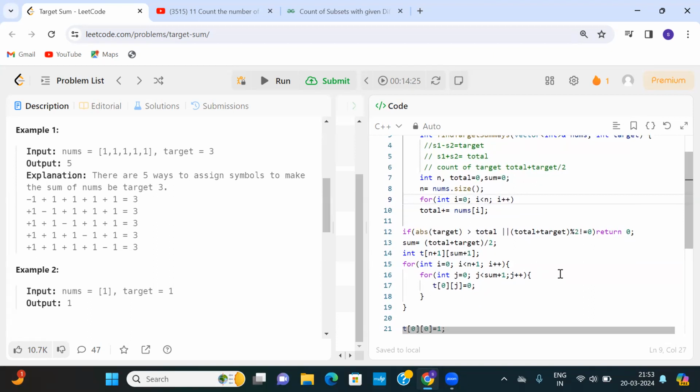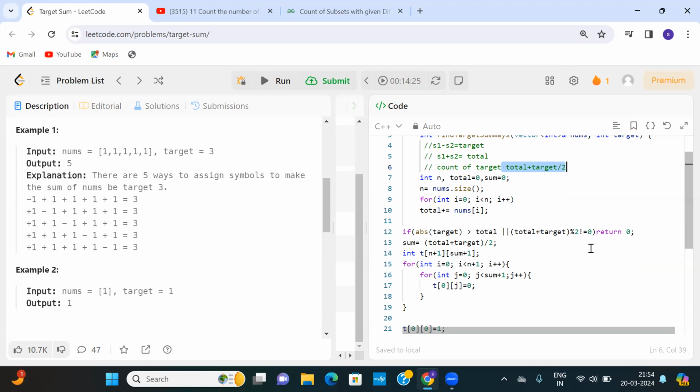Or if (total plus target) mod 2 is not equal to 0. What does it mean? If we are dividing it into two subsets such that their difference should be equal to target, and it is not an even number, if its mod is not equal to 0, what will happen in this step, (total plus target) divided by 2? It will give you some decimal value, right? 5.5, 6.5. Suppose total is 6 and target is 7. 6 plus 7 is 13. 13 divided by 2 is 6.5, right? It's impossible to achieve 6.5 because we are given only integer values in our nums. So in this case also, we will return 0.